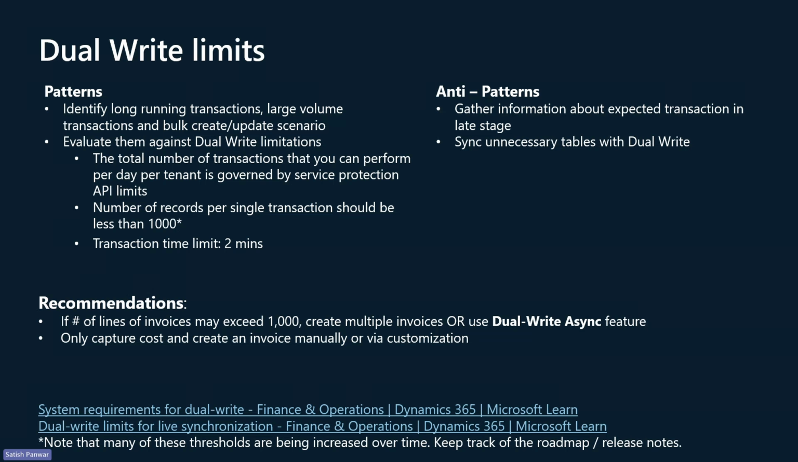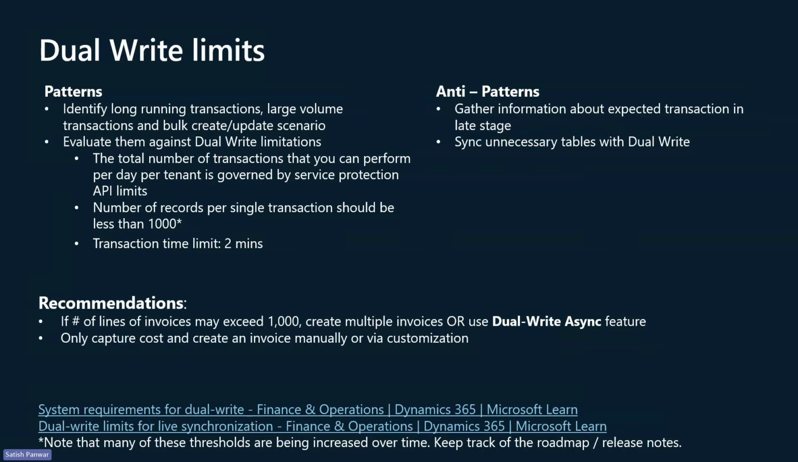The total number of transactions that you can perform per day per tenant is governed by service protection API limits. Also, dual write live synchronization limits the number of records per single transaction to 1,000 records. Transaction time limit is 2 minutes. This limit is coming from the plugin mechanism in Dataverse. Dual write is leveraging the plugin mechanism, so it cannot handle transactions running more than 2 minutes.